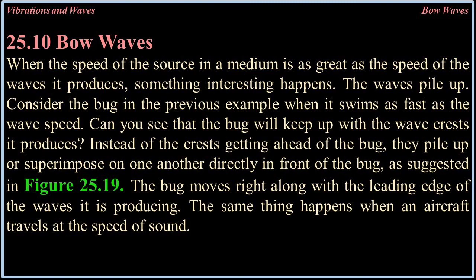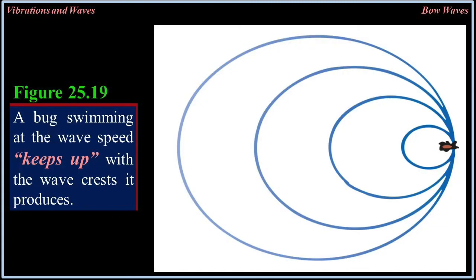25.10 Bow Waves. When the speed of the source in a medium is as great as the speed of the waves it produces, something interesting happens. The waves pile up. Consider the bug in the previous example when it swims as fast as the wave speed. Can you see that the bug will keep up with the wave crest it produces? Instead of the crests getting ahead of the bug, they pile up or superimpose on one another directly in front of the bug, as suggested in Figure 25.19. The bug moves right along with the leading edge of the waves it is producing. The same thing happens when an aircraft travels at the speed of sound.